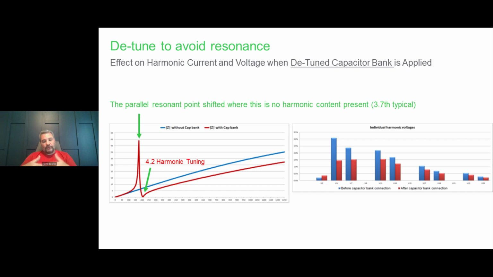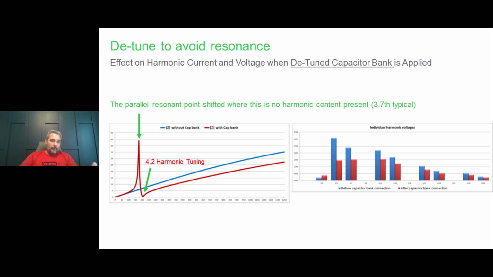And we use the concept of series resonance to control the resonant point. So we put an inductor in series with our capacitor to force the resonant point below the dominant harmonic in our network. Typically in a three-phase network, 95% of the time your dominant harmonic would be the fifth. So you'll find that most manufacturers tune below the fifth harmonic order, and we refer to it as 4.2 harmonic order, or 4.2 per unit harmonic. So it's just below the fifth harmonic order.